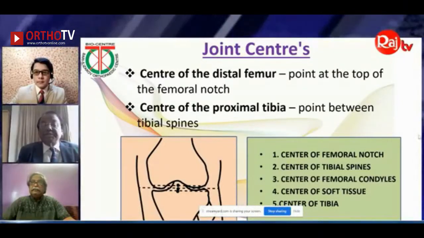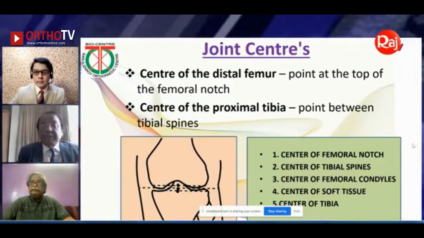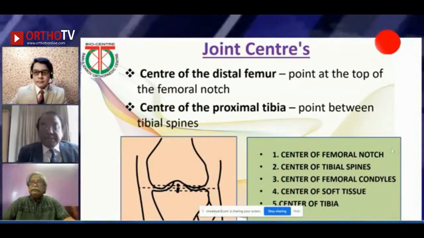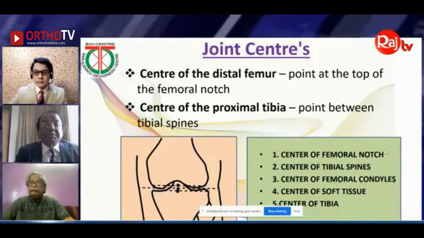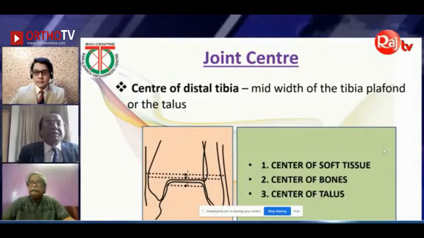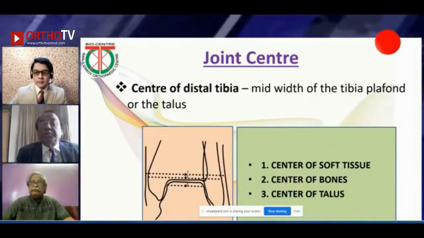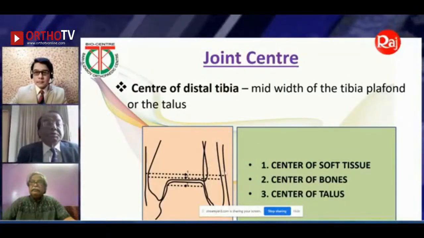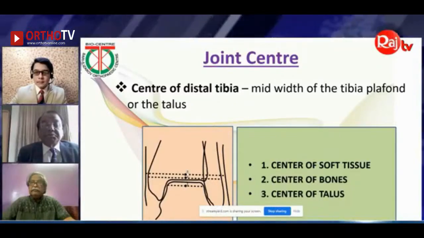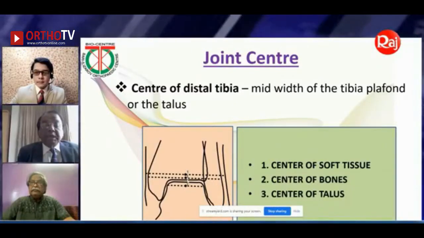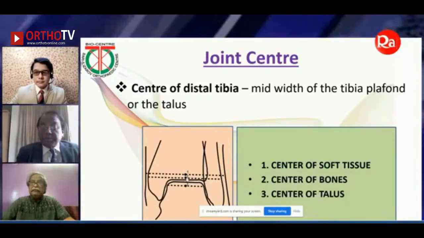You can see on the right side, the center of the femoral notch, the center of the tibial spines, and the center of the femoral condyles as the soft tissue center, and of course, the center of the tibia. Joint center, center of the distal tibia: the mid-width of the tibial plafond. You can see here, number one is the center of the soft tissue, the center of the bone, and the center of the talus. This is the axis of the tibia.